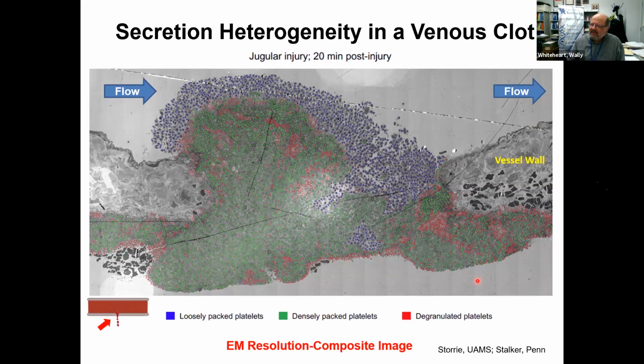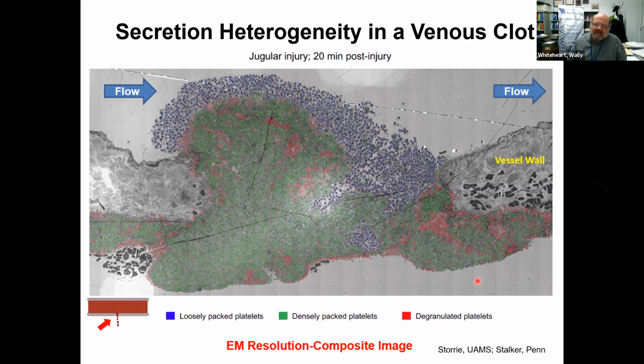Okay. So to sort of take the next step in this, we wanted to actually understand the heterogeneity of secretion inside a blood clot. And this was something that was alluded to in the previous talk. This is work that's been done between Brian Storrie's lab at Arkansas, Tim Stalker's lab at Penn, who's now at TJ, and the Richard Leapman lab.